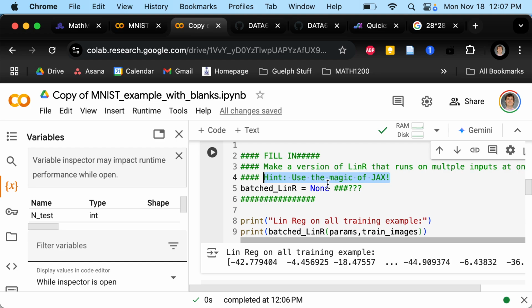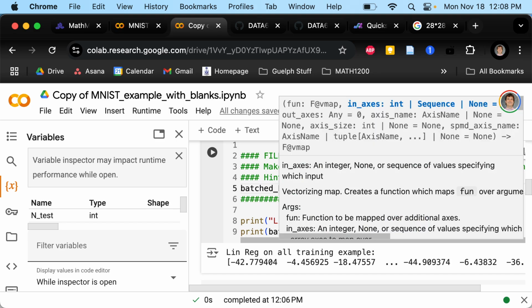So the command is vmap. So you do jax.vmap of the function we had before, so of the lin_r function. And this will essentially work. So say, take the function lin_r, that's a function, make it work on vectors. That's jax.vmap, and that will be the batched linear regression. There is one other thing you've got to do, which is tell it which dimensions we're batching. I'm looking at my cheat sheet over here. So you say in_axes equals None, comma, 0.